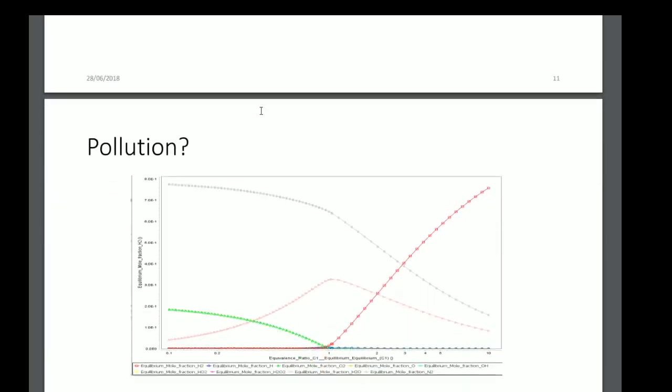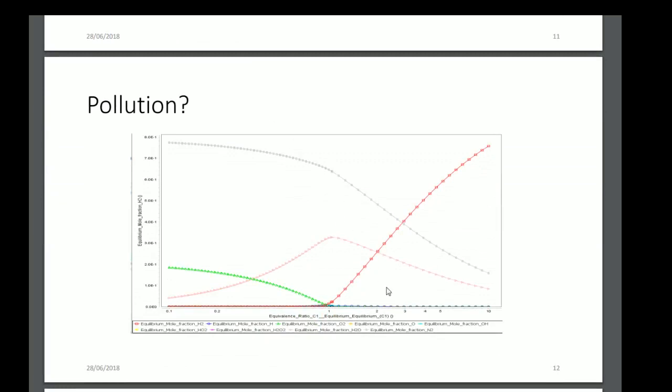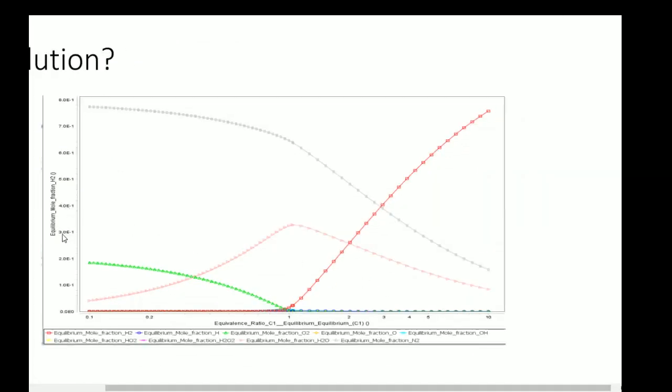So we can visualize it clearly here. I computed the equilibrium mole fraction as a function of phi. In this curve here, in pink, is the water, so the production of water. The combustion of dihydrogen produces water, so the closer you are to the stoichiometric reaction, the more you produce water, which is obviously normal.